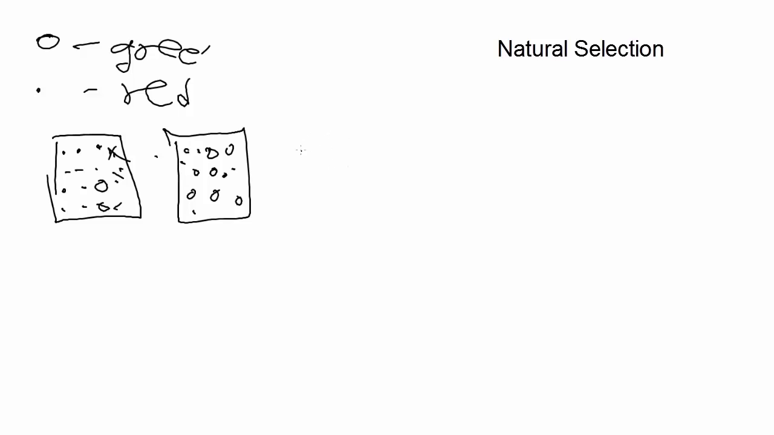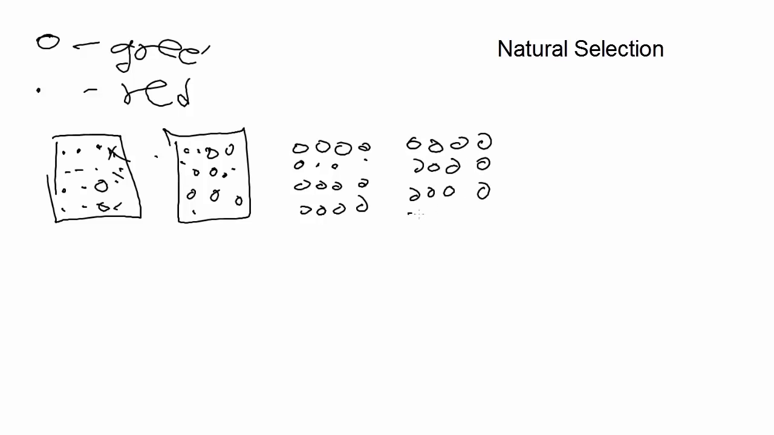Third generation, you'll have even fewer red beetles. You may have at max 2 or 3. And in the fourth gen, finally, you won't have any red beetles at all. You'll have a colony of only green beetles. So this right here is natural selection.